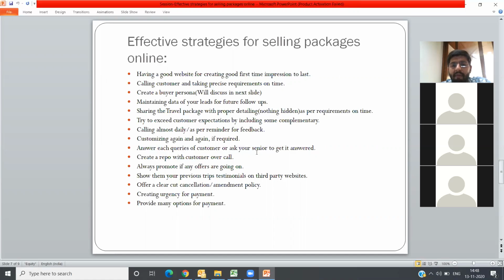Create a rapport with the customer over call. The customer should remember your name, so do that kind of branding. Repeat your name, Vikas or Sahil, again and again over the call, so that they repeat their name. They are forced to save your number or pick up the call, so that they feel it is important to entertain your call.